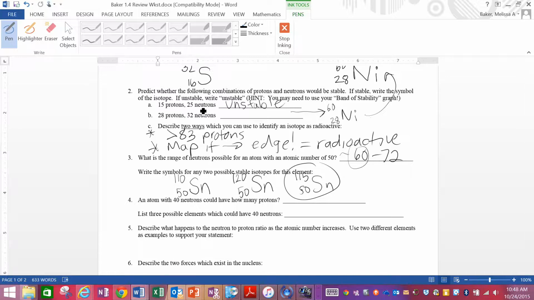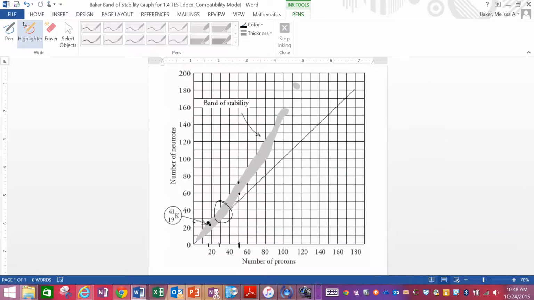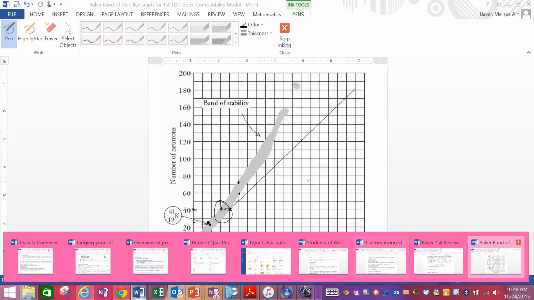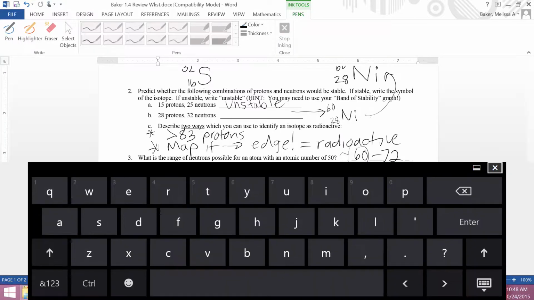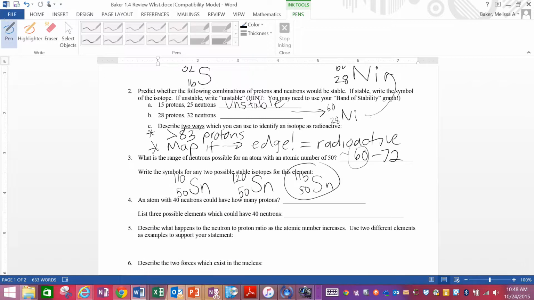Okay, number 4. Now it's talking about neutrons. If something's got 40 neutrons, how many protons could it have? So you go back to your graph and you say, okay, 40 neutrons, go over to your band, anywhere from like 30 to 40, anywhere in here. I think on my original answer key I did it a little more exact, like 29 to 40 or something, but you get the idea. These answers aren't going to be exactly the same. About 30 to 40 protons.